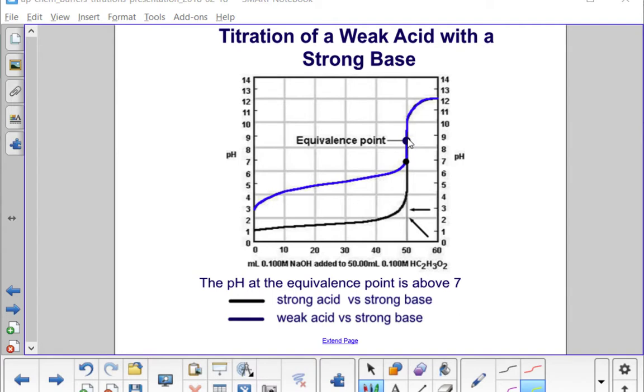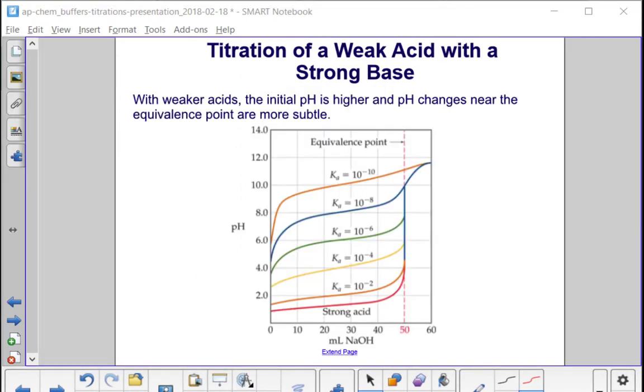So when I titrate a weak acid with a strong base, I get a solution that is slightly basic. The weaker the acid is, as shown by the decreasing Ka values, the higher the initial pH. So we can see we have a higher initial pH, the weaker the acid is. And the pH near the equivalence point is much more subtle. Okay, so we have these very slight changes at the equivalence point, the weaker the acid gets.